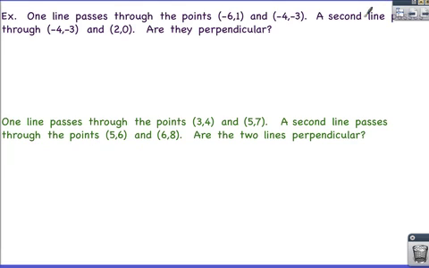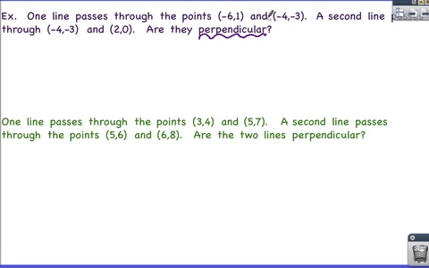One line passes through the points (-6, 1) and (-4, -3). A second line passes through (-4, -3) and (2, 0). Are they perpendicular? Well, when two lines are perpendicular, their slopes are opposite reciprocals. So if we know 2 points that each of the lines cross through, we can use our slope formula to calculate the slope of each of the lines and then determine if those slopes are opposite reciprocals.